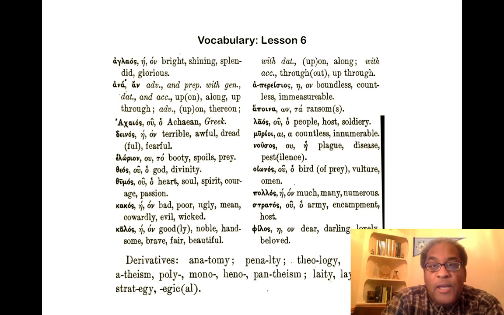Going to our vocabulary for lesson 6, we have aglaos, aglae, aglaon. We have ana, anax. We have Achaios, Achaiou, ho Achaios. Deinos, deine, deinon. Heliorion, heliouriou, to heliorion. Theos, theou. Thumos, thumou. Kakos, kake, kakon. Kalos, kale, kalon.